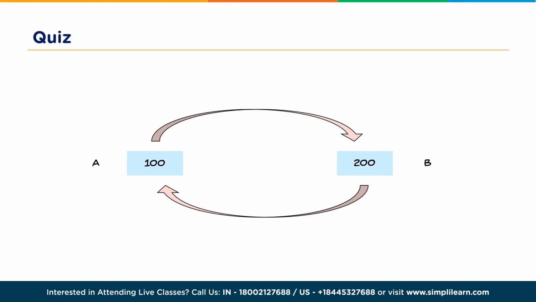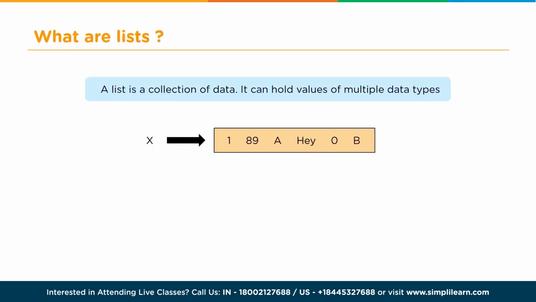And with that, we come to an end of Python variables. So what are lists? A list is a collection of data, and this data could be of any data type. In fact, a list could hold data of different data types. As we can see in our example down here, we have a list named X, and X holds 1, 89, the single letter A, the string hey, another number 0, and the capital letter B.